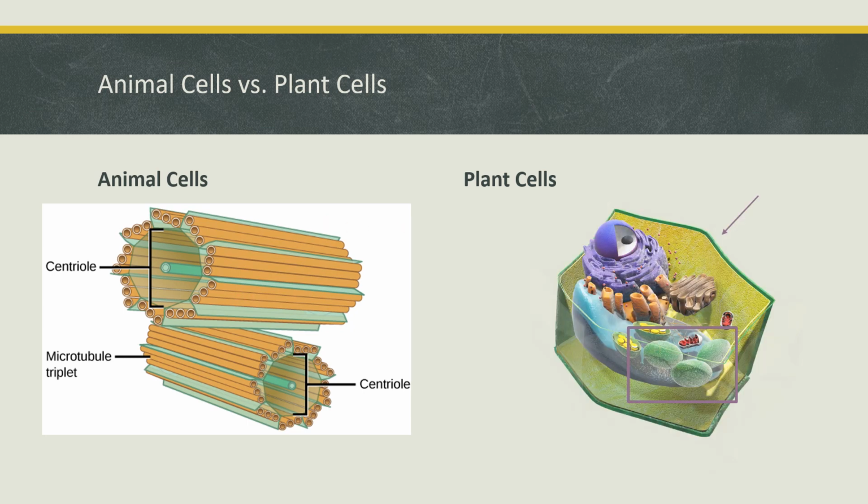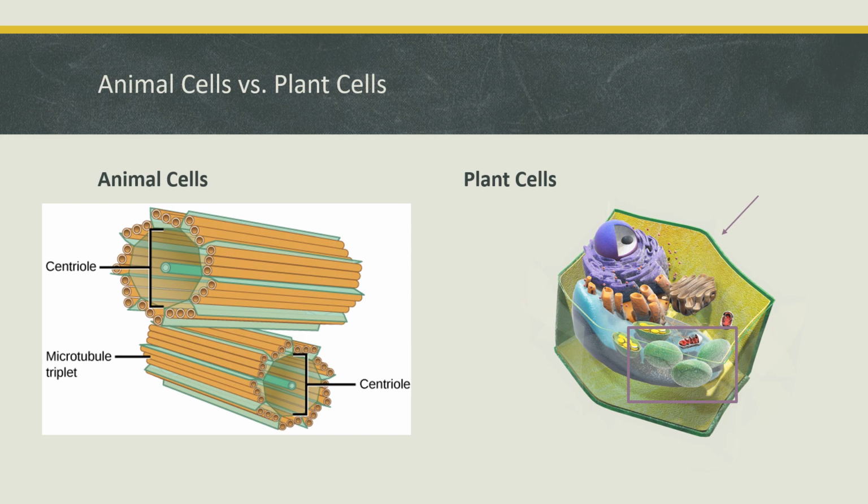Plant cells instead have a cell wall. The cell wall is a protective structure on the outside of the plasma membrane that provides structural support and gives shape to the cell. And that's what this purple arrow is pointing to, this dark green stripe here. That's the cell wall. The plasma membrane would be the light green area. Some prokaryotic cells have cell walls as well, as you may remember from the reading.